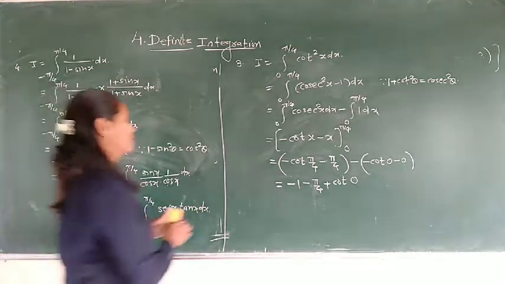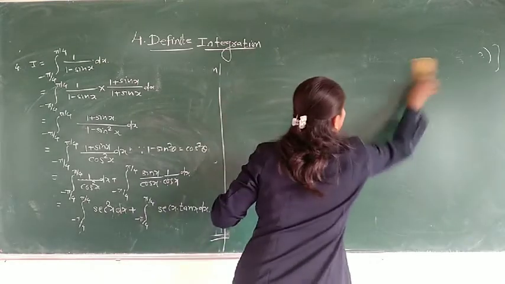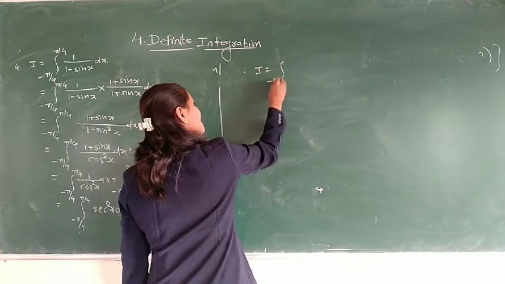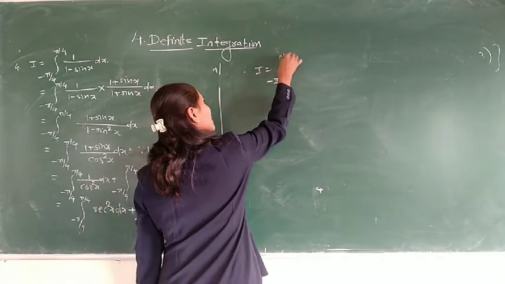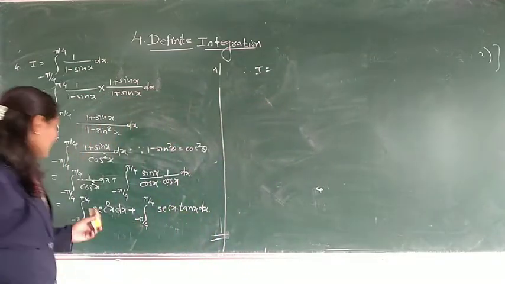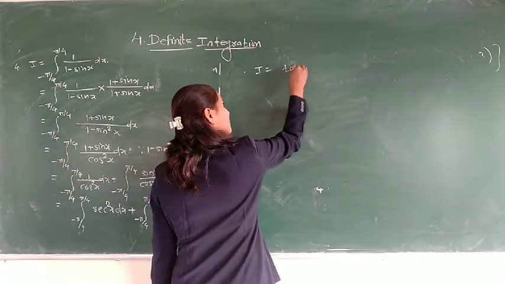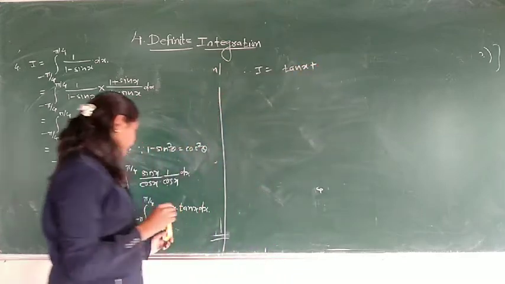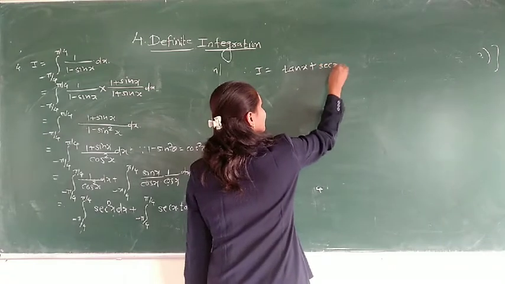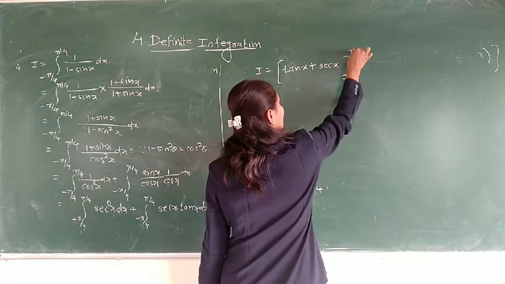Now here the limits of integration are the same, so we take them common. Therefore I is equal to, directly write the integration here. The derivative of tan is sec square, so integration of sec square is tan x, plus the derivative of sec is sec x into tan, so integration of sec x tan x is sec x. Now write the limits of integration, minus pi by 4 to pi by 4.